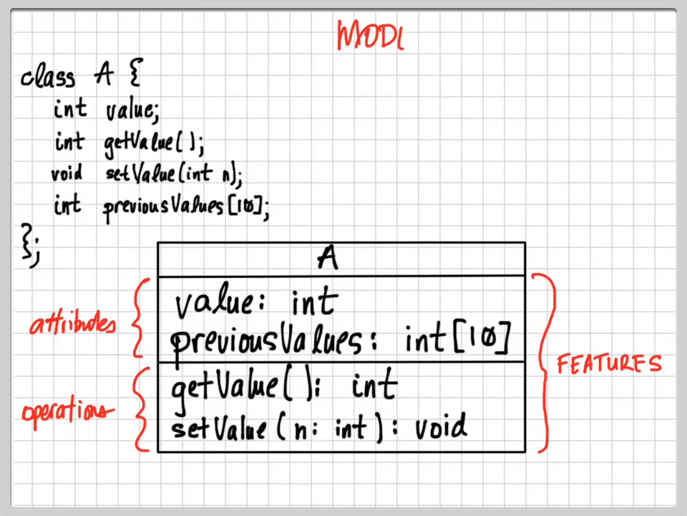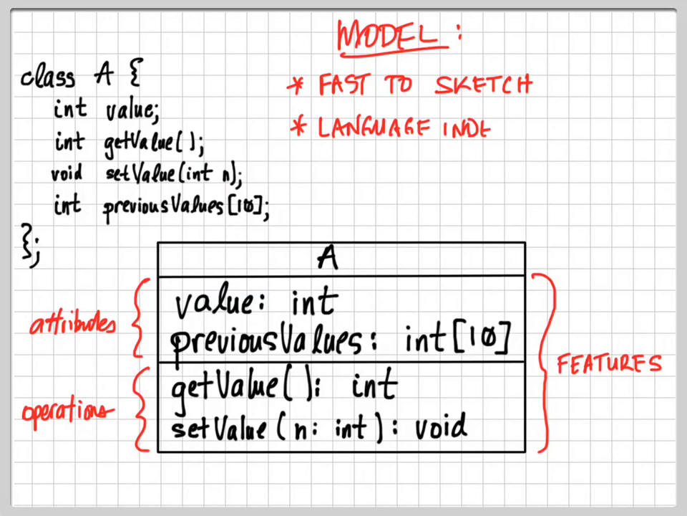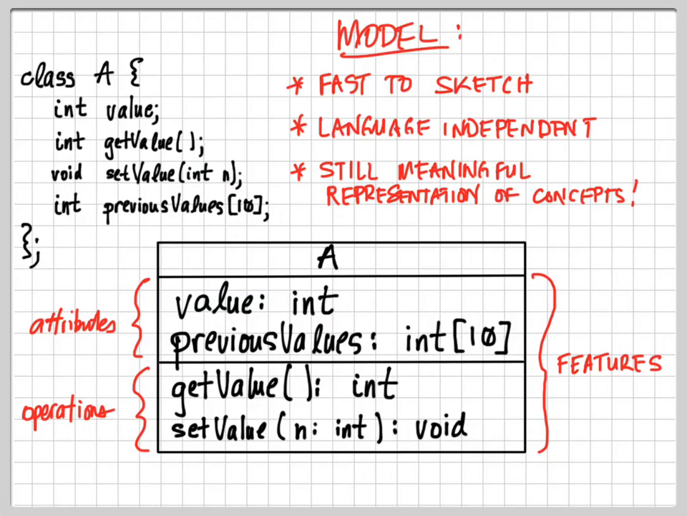So the reason that we use a model in this way is that it's fast to sketch. So it's much faster for me to write down these values. And in fact, I may defer figuring out what their types are, and first I'm going to just write down the corresponding concepts of the class, and then I'll fill in the actual attribute types later, or the return values later. So the model's pretty fast to sketch. It's language independent, so I could give someone this picture and they could write a Java class that has exactly the same features, even though the Java file will have a very different syntax from the header file for a C++ class. Finally, I'm still getting a meaningful representation of the concepts.